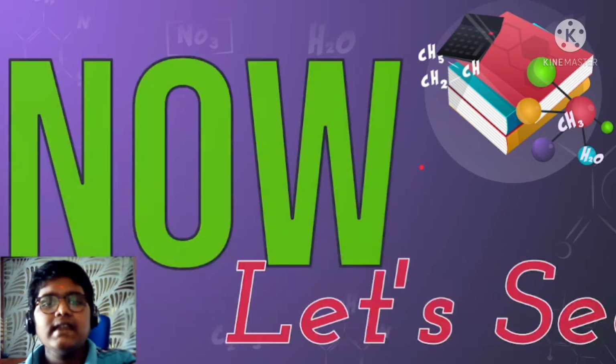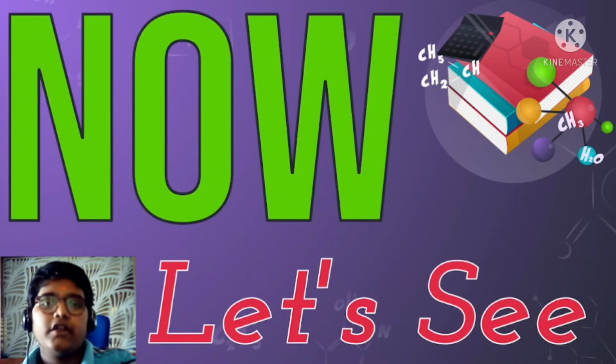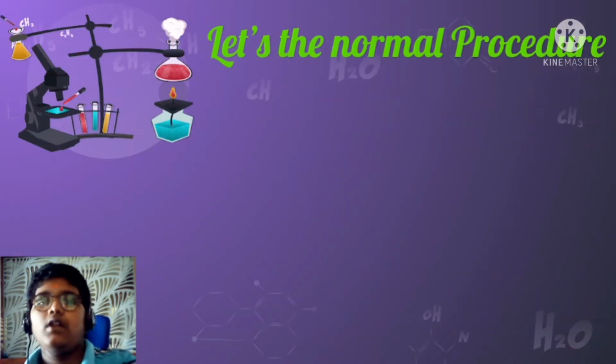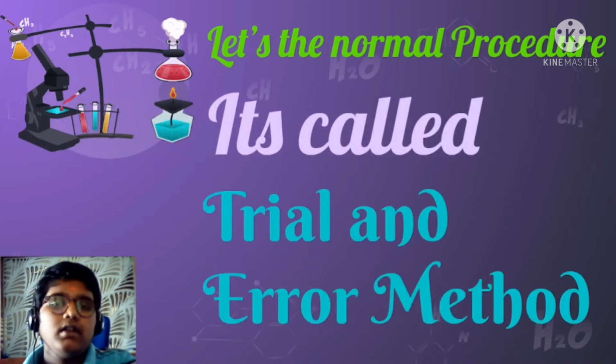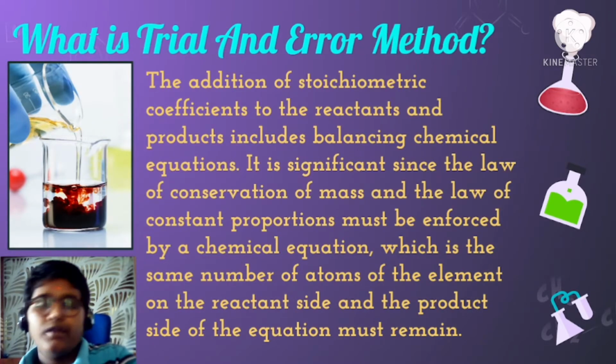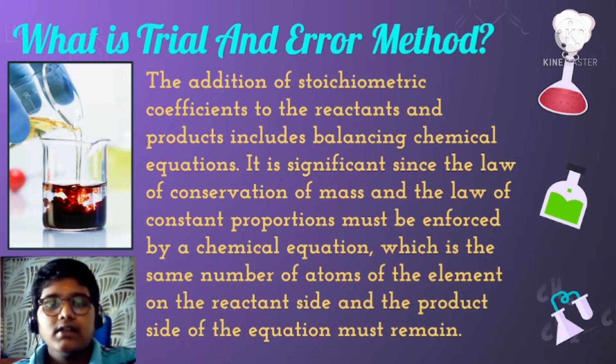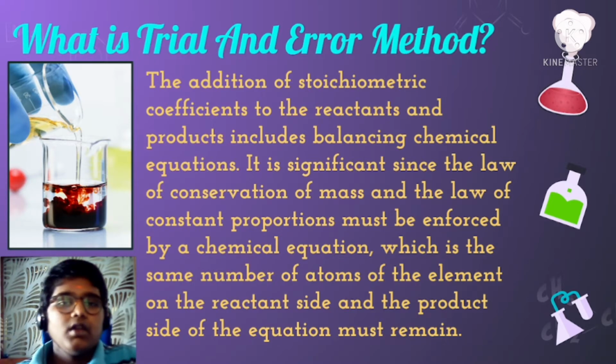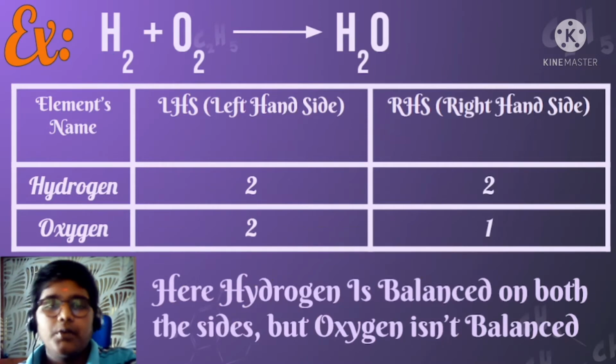Now let's see how to balance any chemical equation using an ordinary method, that is also called the hit and trial method or trial and error method. So first of all, what is this method and how to do it? The addition of coefficients to the reactants and products to make sure the number of atoms on the left hand side are equal to the right hand side, or product side.